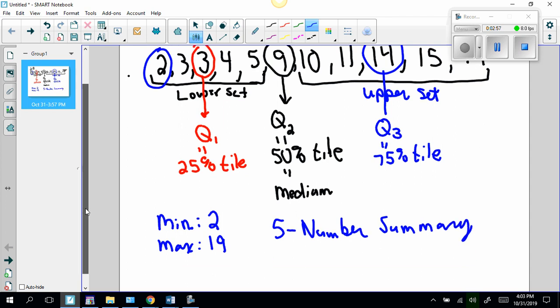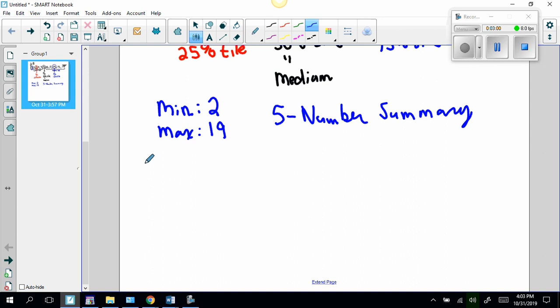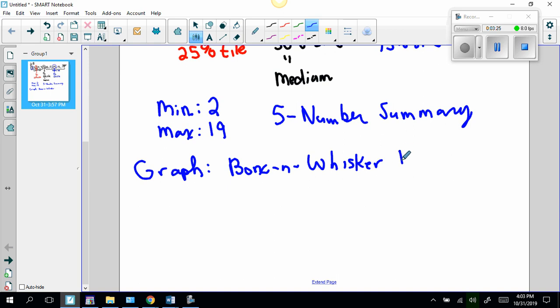And associated with a 5-number summary is a graph. And this graph has a name. It's called a box and whisker. Uh-oh, how do you spell whisker? I'm good in math, but definitely don't know how to spell the word whisker. Box plot. Here we go. WH. You can laugh all you want. Plot.